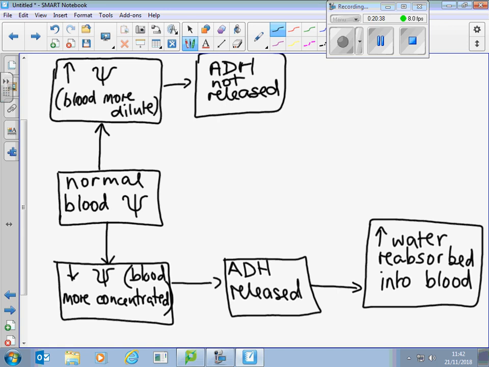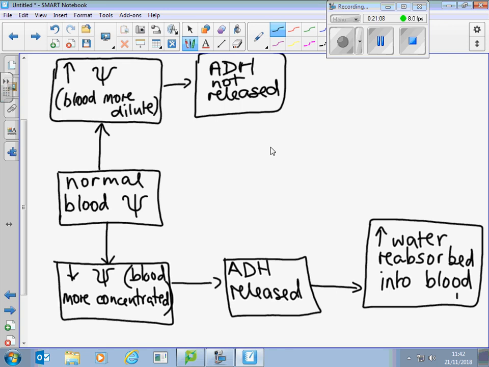So if we get more water going back into the blood, it will become more dilute, it will raise its water potential and will go back to normal. And what you get here is small amounts of concentrated urine as a result. So that's like what happens in the summer sometimes. You go all day without going to the loo and suddenly realise, and it's like golden syrup. And then you suddenly get a cold day and it goes the other way and you can be piddling for England.